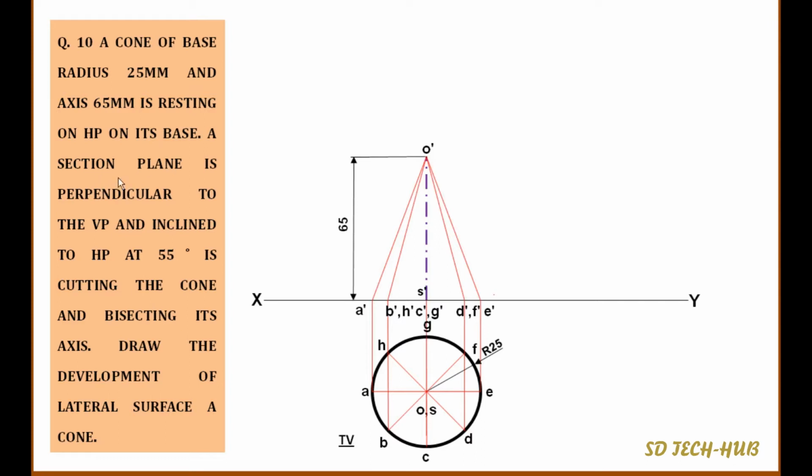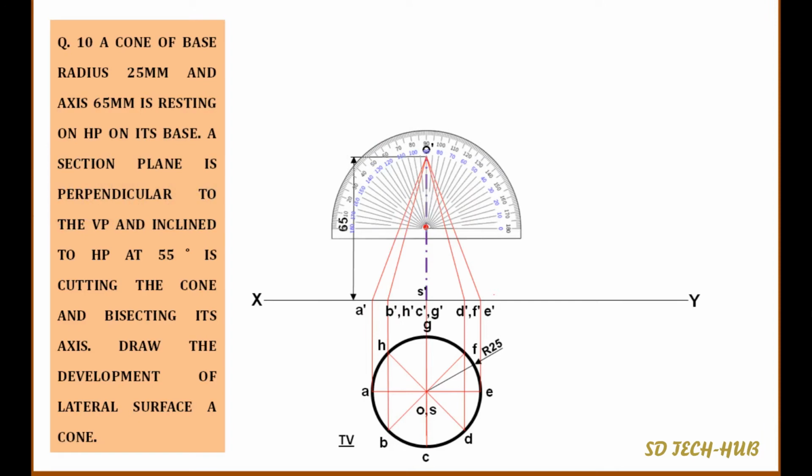Now we have to locate the position of the section plane in the front view. The conditions given are that the section plane is perpendicular to the VP and inclined to the HP at 55 degrees. And the other condition is that the section plane is bisecting the axis of the cone. So we have to take the midpoint of the axis O dash S dash. Now from that midpoint, draw one horizontal line parallel to XY up to O dash E dash.